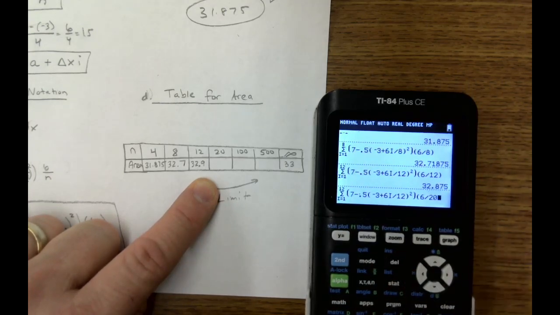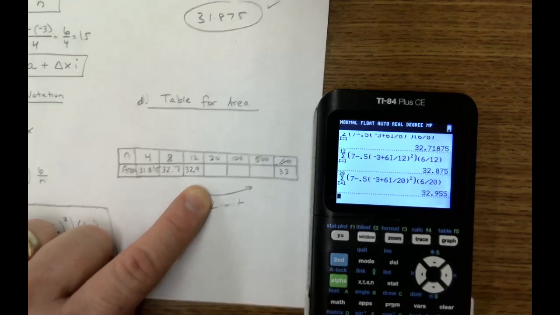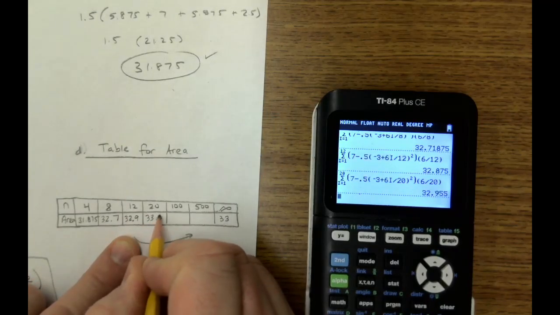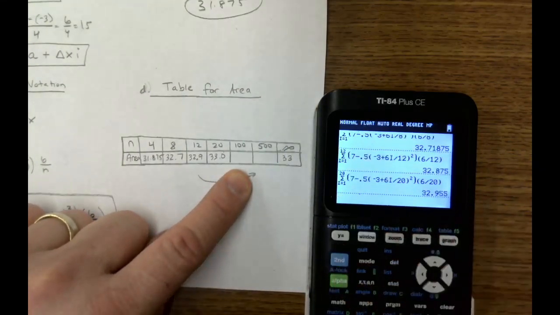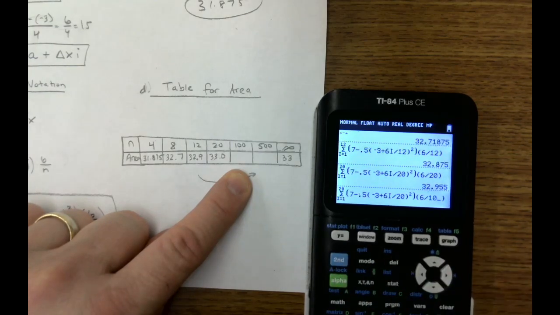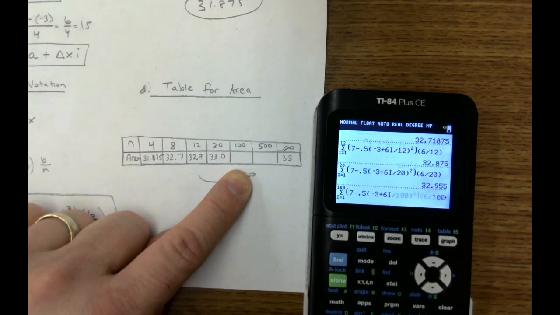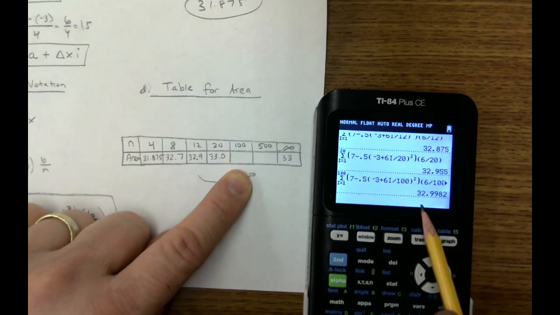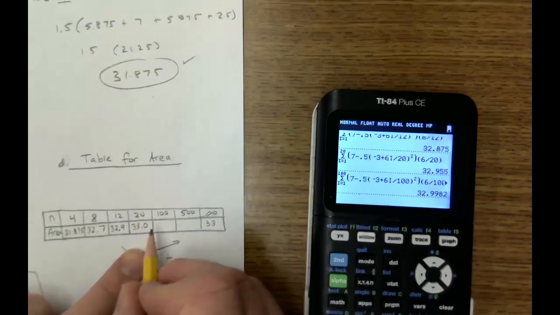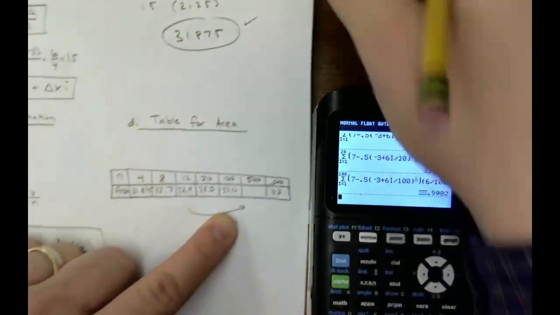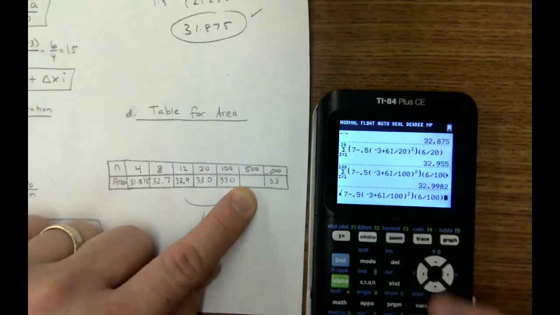All right, let's change that to 20. There's always 3 places. 33.0. All right, now let's do 100 rectangles. Change this to 100, change this to 100, change the number of rectangles to 100. 33 again, a little bit closer version of 33. All right, we're getting very close. Let's change that to 500 rectangles.